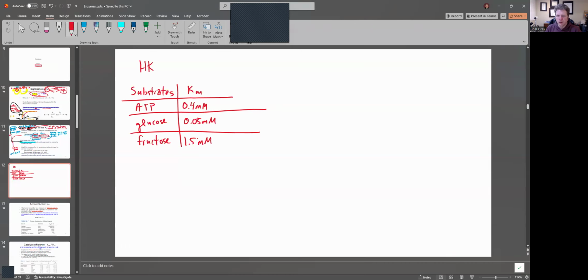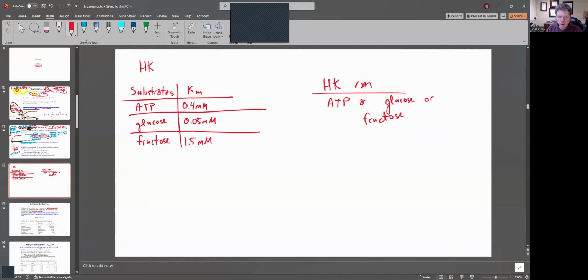Okay. So when you're setting up a hexokinase reaction, you need ATP and I'm going to say glucose or fructose. Okay, those are our options.